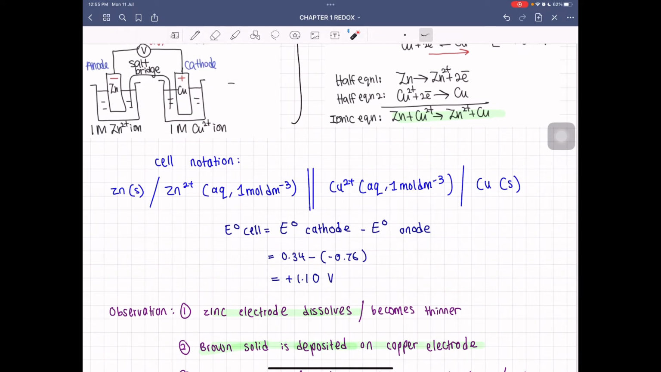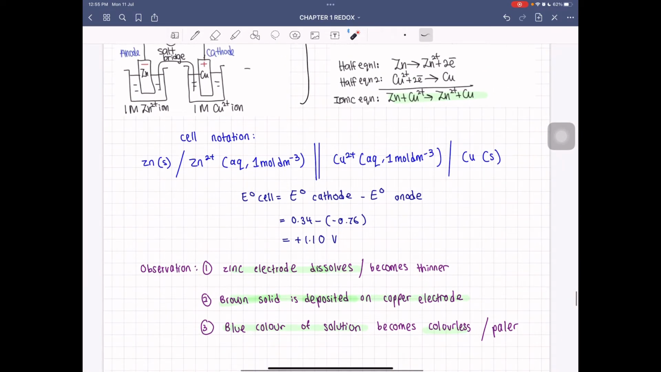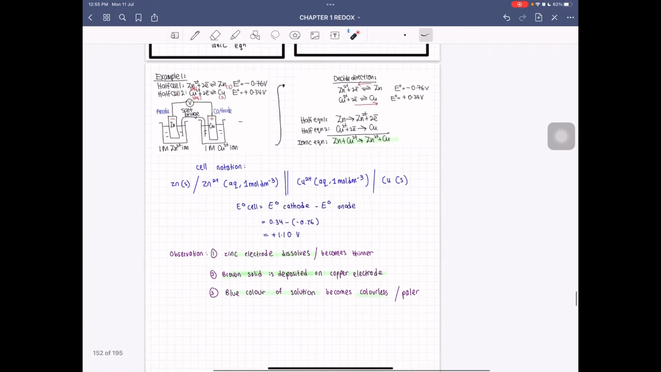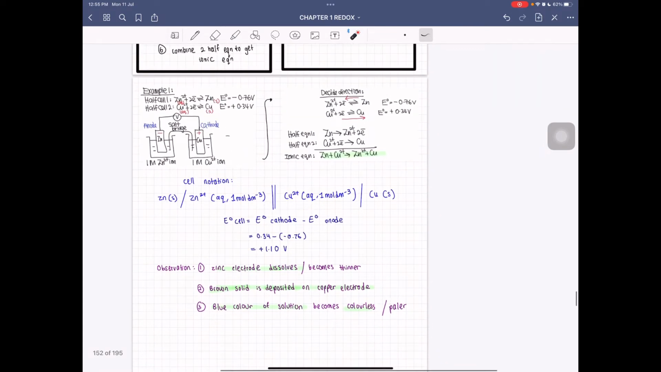So a brown solid is deposited on the copper electrode, or you can say the copper electrode gets thicker as well. Okay, next, because it's copper 2+, the solution will be blue in color. But because it has turned into metal, the brown solid is deposited, so the blue color of the solution becomes colorless. Ta-da! We'll view other example questions as well, so that it's less confusing.